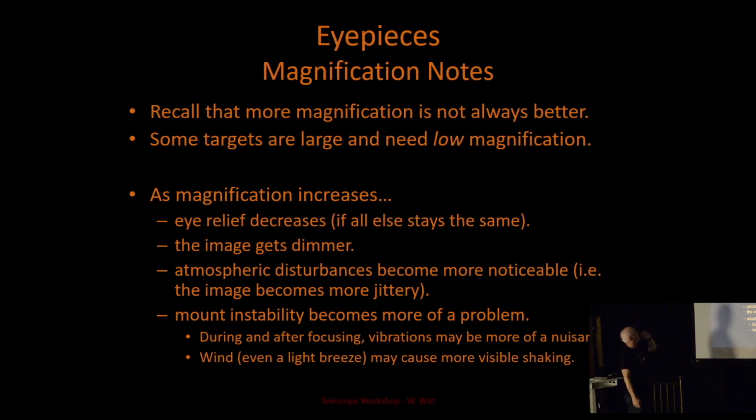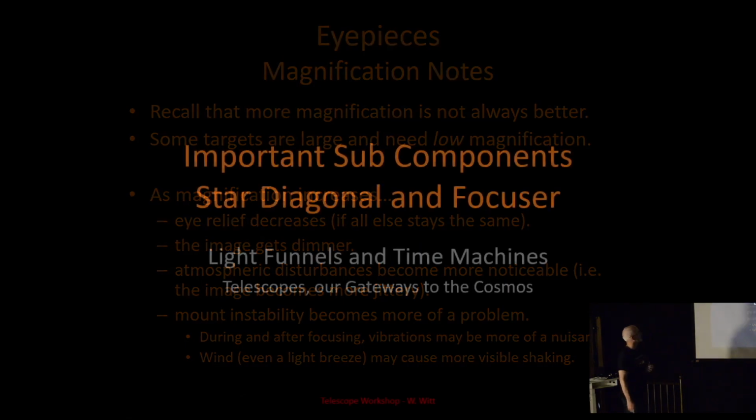Reminder on magnification. Recall that more magnification is not always better, right? Some targets are really large and need low magnification. As magnification increases, eye relief goes down, right? Might be a problem for glasses. Your image will get dimmer. Atmospheric disturbances become more noticeable. And mount instability may be a problem, right? Actually, if you magnify too much, sometimes the whole image shakes quite a bit because the mount jiggles. Even just a little breeze might jiggle your telescope, right? So the lesson here is don't go nuts buying eyepieces for high magnification because you may never use them, right? A lot of people have that kind of experience.